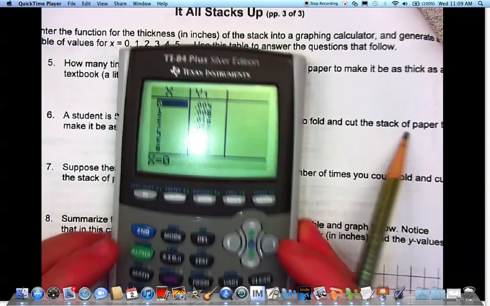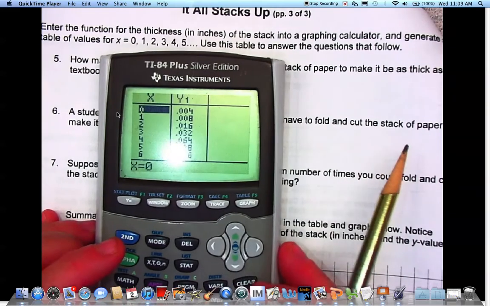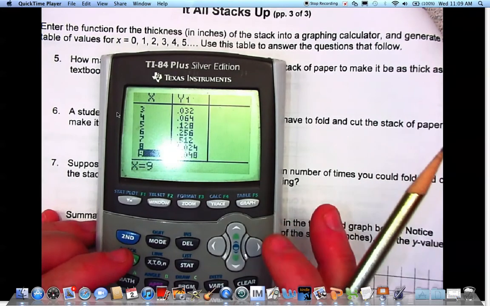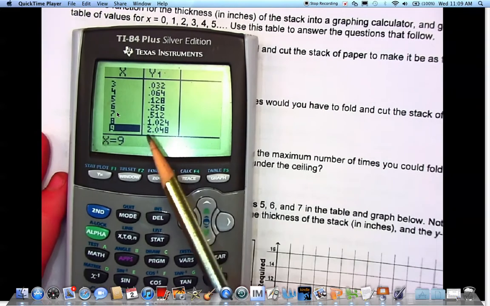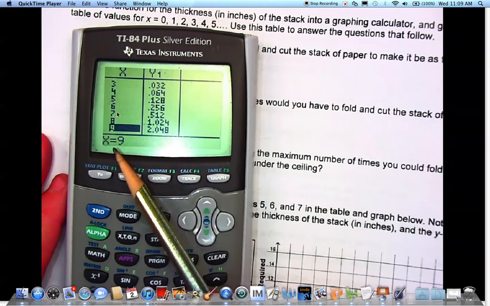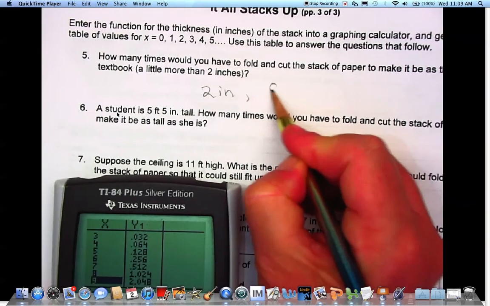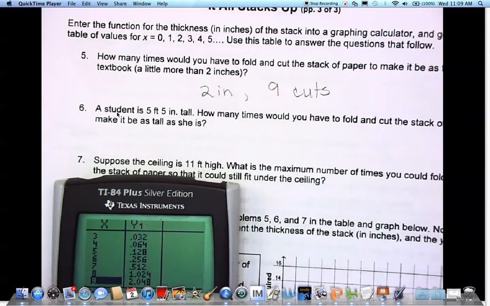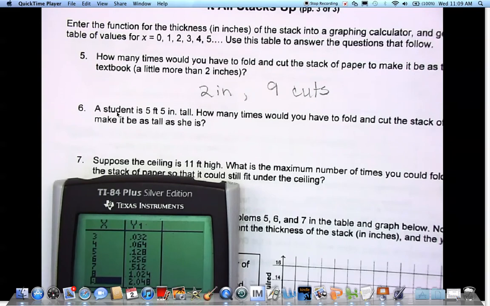Okay, the question is, how many folds or cuts does it take to get it as thick as a textbook, which is a little more than 2 inches? Go to where Y1 equals 2 inches. And so how many is it? 9. 9 folds or cuts. Does that make sense? After we cut the pieces of paper and stacked them?